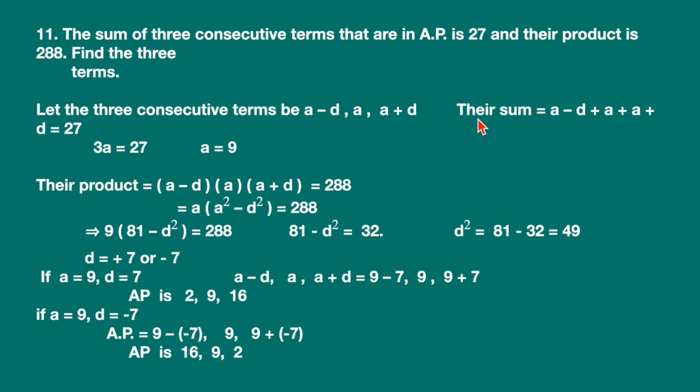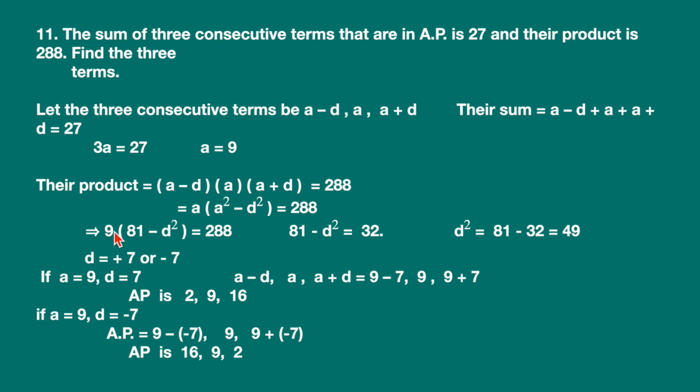Now their sum is equal to 27. So when you add them, you get 3a is equal to 27, a is equal to 9. Their product, when you multiply them, you will get 288. So multiply the 3 terms. a minus d into a plus d is a square minus d square. a into a square minus d square is equal to 288.